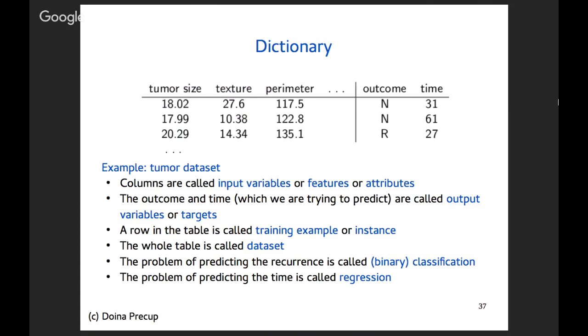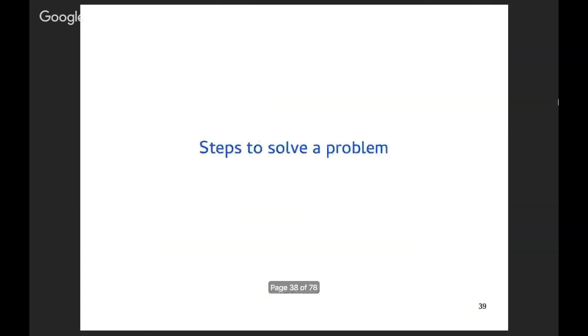If you want to predict 2 values, like here, outcome, recurrent and non-recurrent in this case, if there are 2, that's a binary classification problem. If it's a real value that you want to predict, it's a regression. Let's move on.